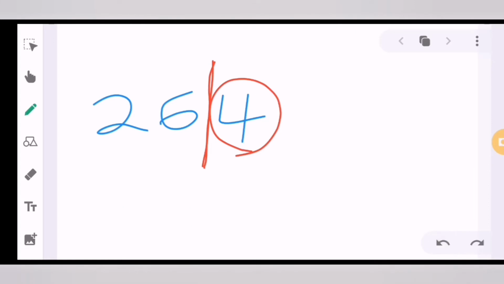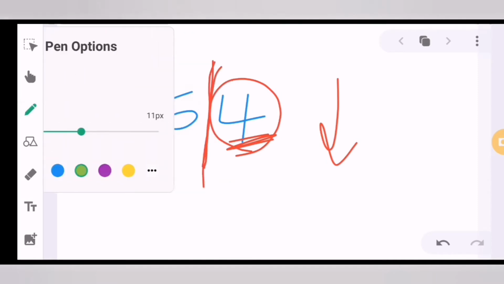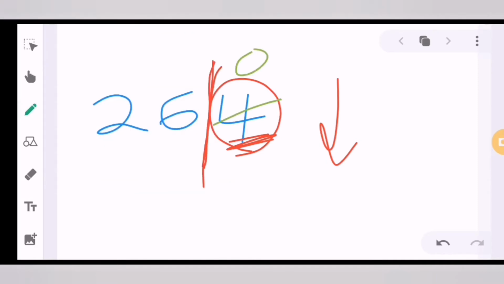All right. So back to our work. 4, we know it's lesser than 5. Therefore, we're going to round down 4. As soon as you place the line, you're checking the number before the line you've drawn. So 4 is less than 5. We're going to cross it out, replace it with a 0, and we are not going to add a 1 here because the 4, we are rounding it down to 0. So our answer becomes 260.